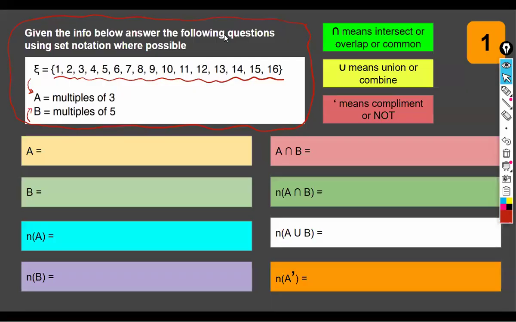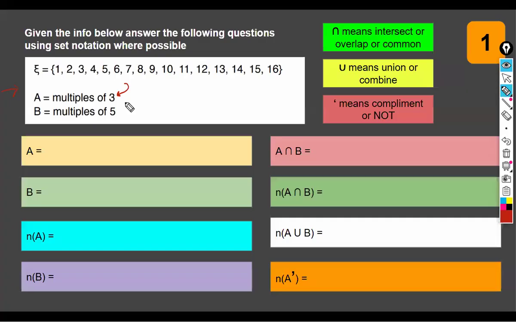So for the first question, right? For the very first question, let's say it comes just like this in the CXC exam or your end of term test. The examiner writes this at the top here and then says A equals, and they want you to write out what goes in that rectangle to get the full marks. Now look at the question here. A represents the multiples of 3.